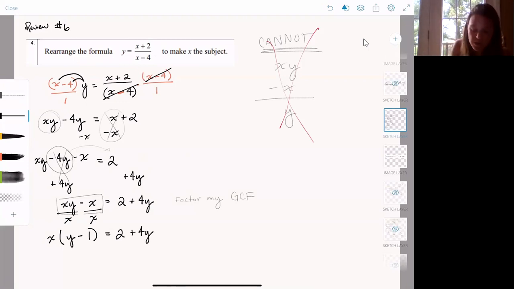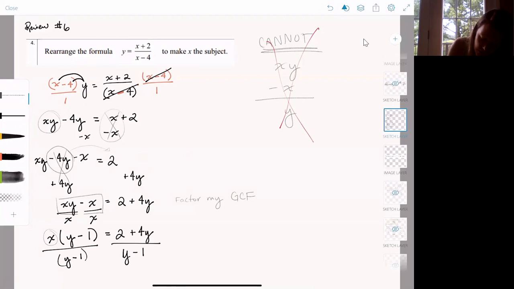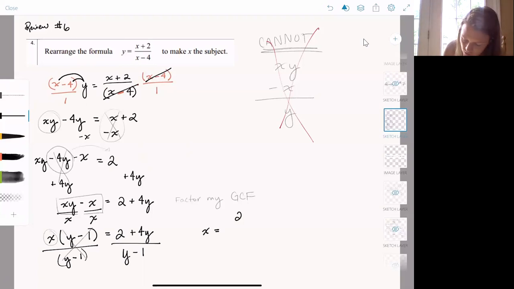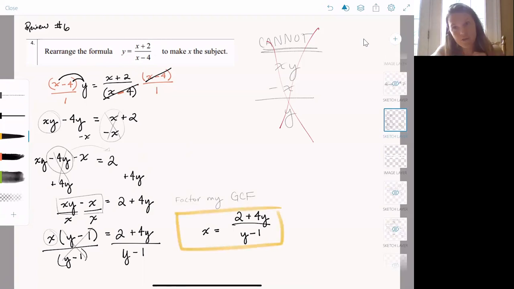So now, if I'm trying to isolate this x, I want to multiply this by the reciprocal. I want to divide by y minus 1 on both sides. And so that cancels out both terms on the left side with my x, and it gives me just x equals 2 plus 4y over y minus 1. And that is my final answer.